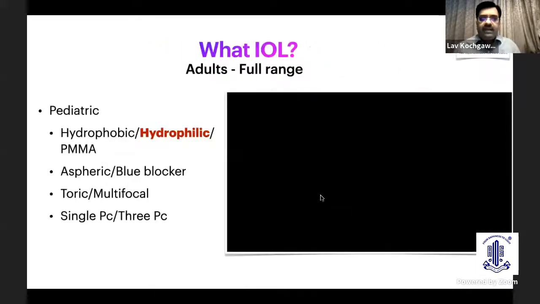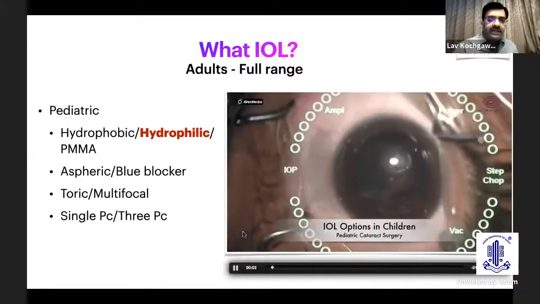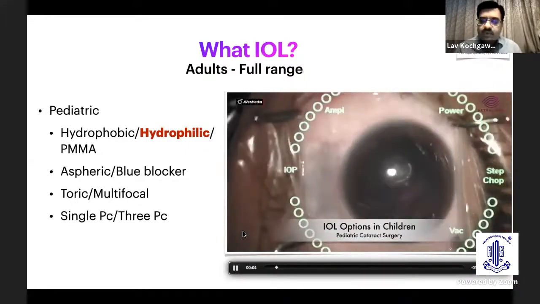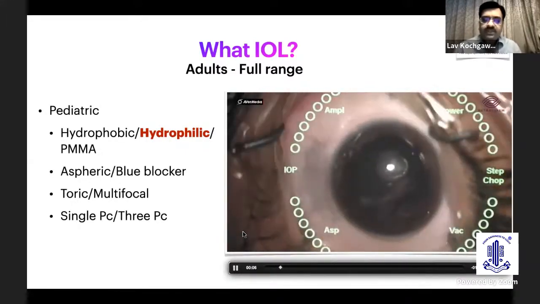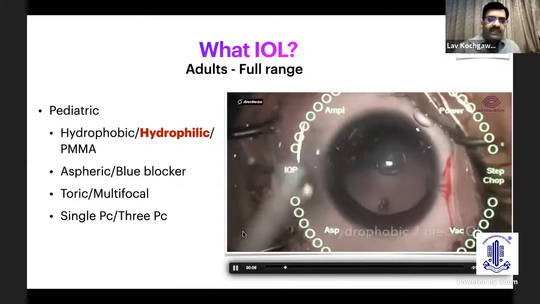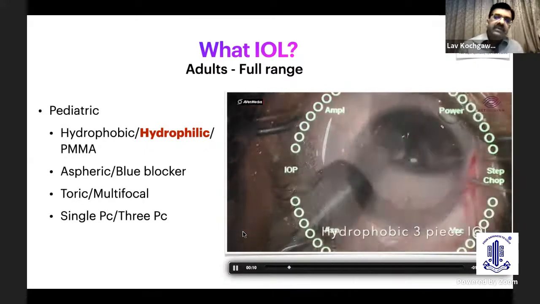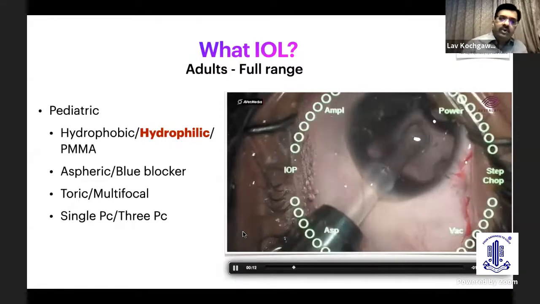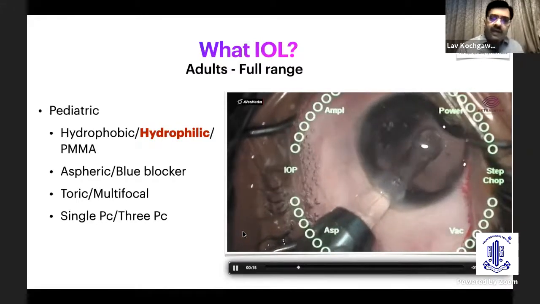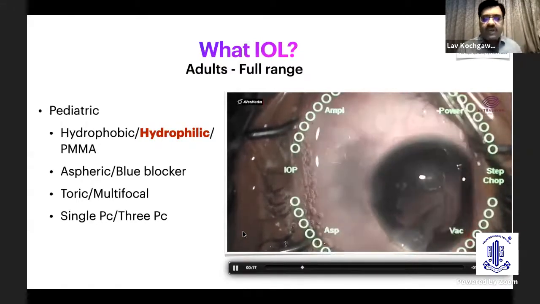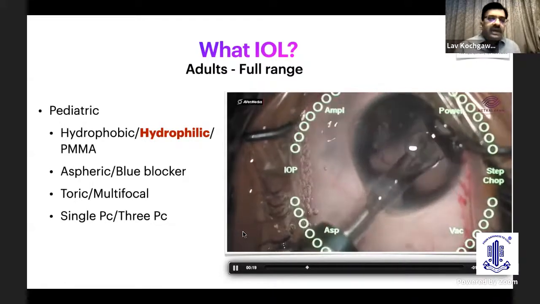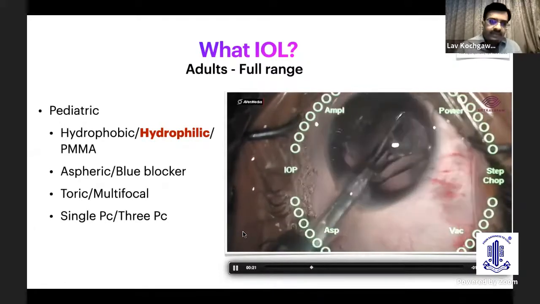Again, what IOL has to be implanted? Choice in adults is the full range of IOL, because all these IOLs are made for adult patients. But in children, we have to be much more selective. Hydrophilic is a big no, and mostly it has to be a hydrophobic lens. And sometimes if we are doing a SFIOL, then a PMMA lens can be done.